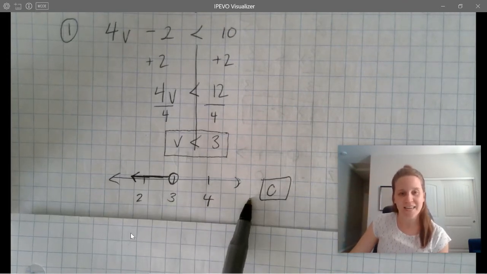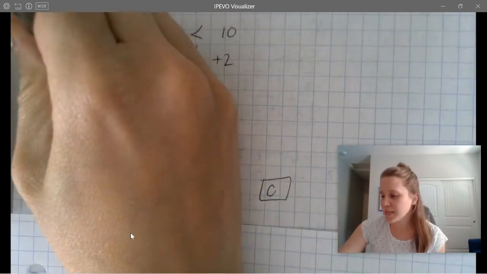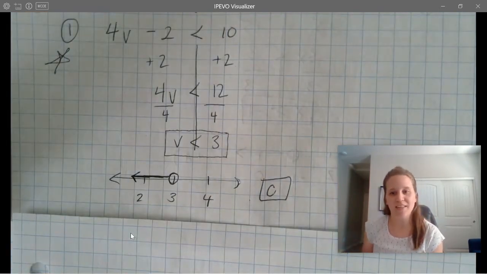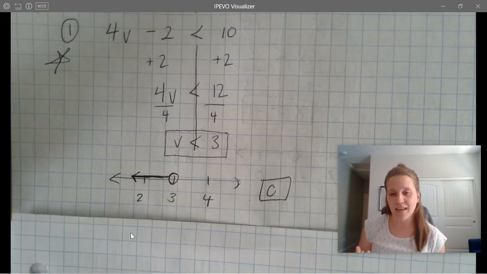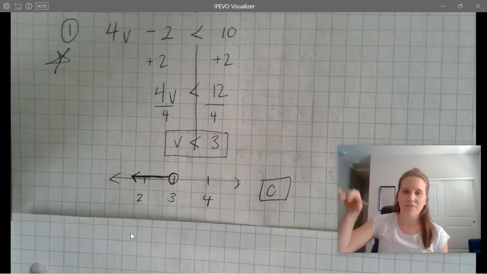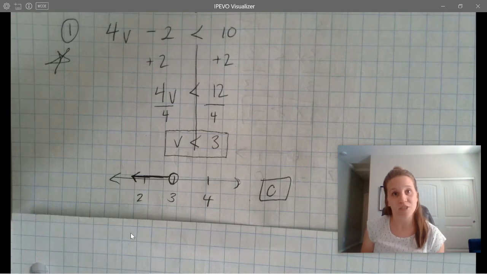It matches C. Go ahead and give yourself a big star next to number 1 if you got that right on your own. Really nice job. One thing I want to point out is about solutions. You'll see on your independent practice today, one of those questions that says, which of these numbers are a solution to the inequality? So I just want to review that now.